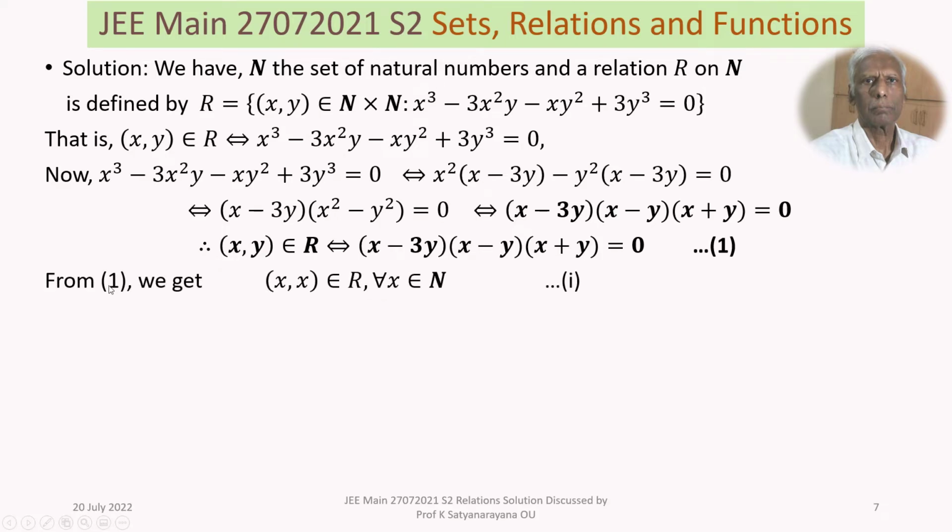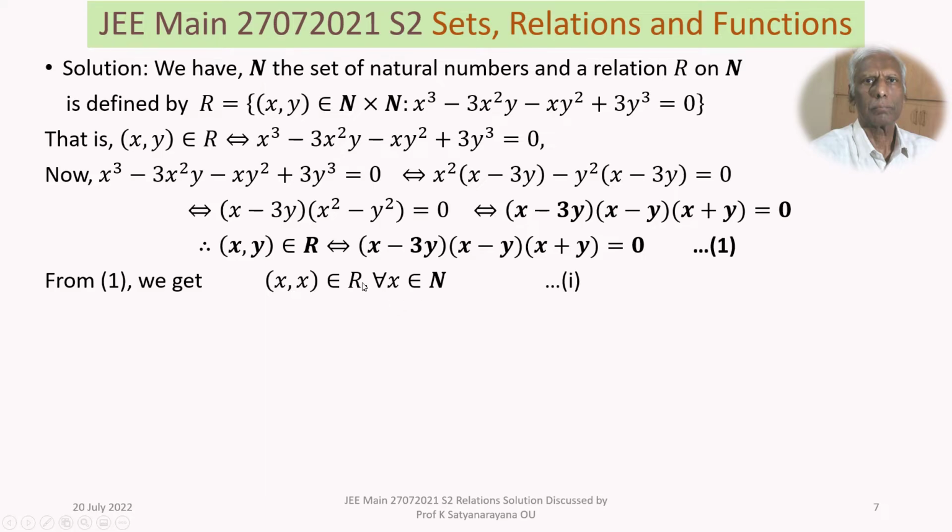Now, from this equation, if you replace y by x, then x minus y will be 0, and this is satisfied. Therefore, (x, x) belongs to R for all x belonging to N.